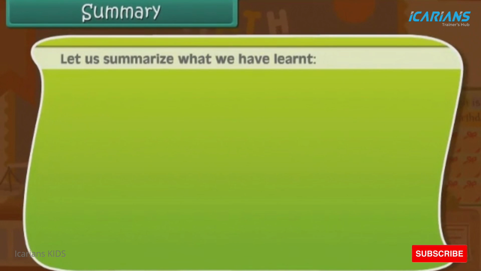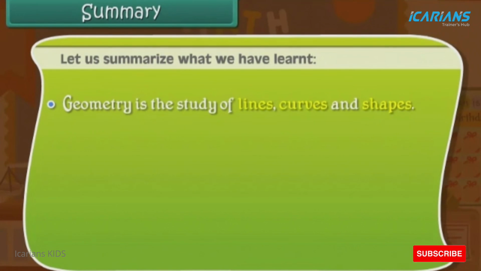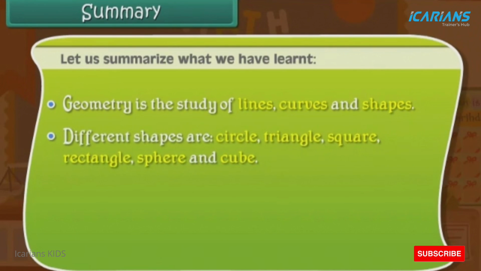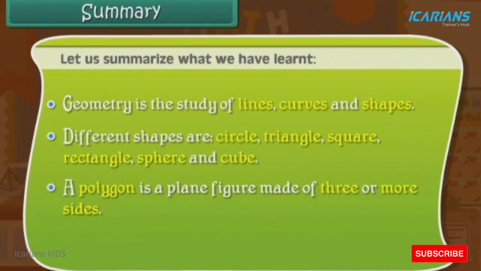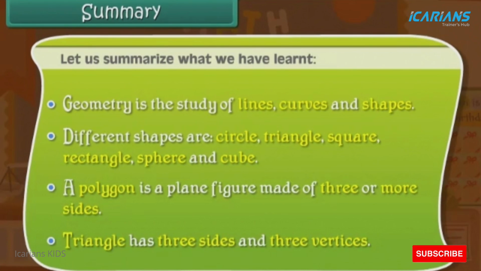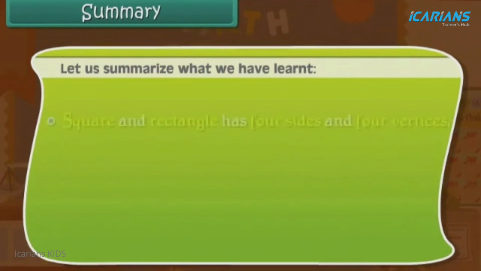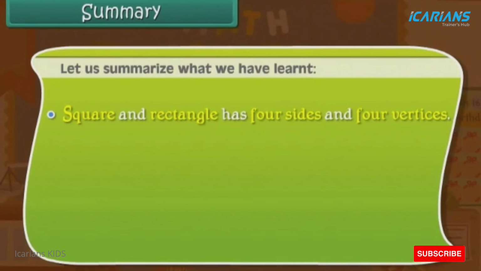Let us summarize what you have learned. Geometry is the study of lines, curves, and shapes. Different shapes are circle, triangle, square, rectangle, sphere, and cube. A polygon is a plane figure made of 3 or more sides. A triangle has 3 sides and 3 vertices. Square and rectangle have 4 sides and 4 vertices.